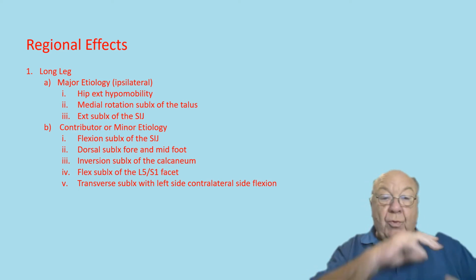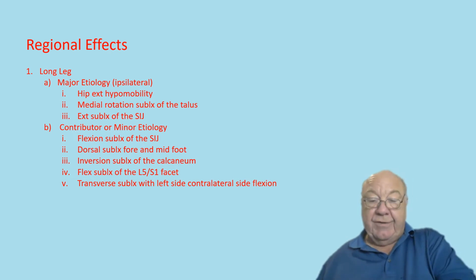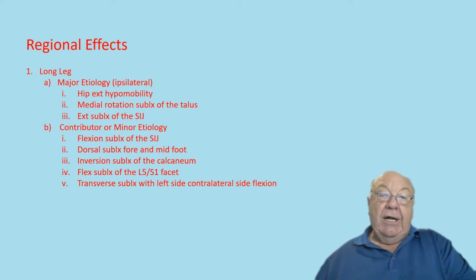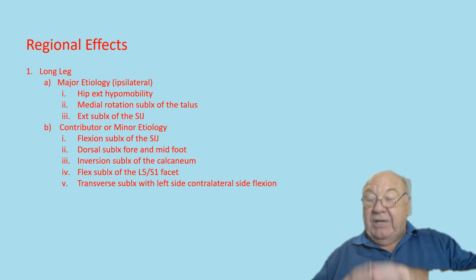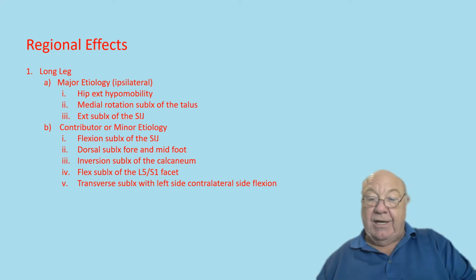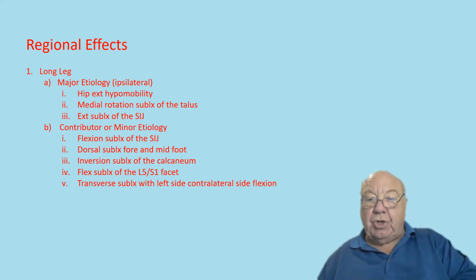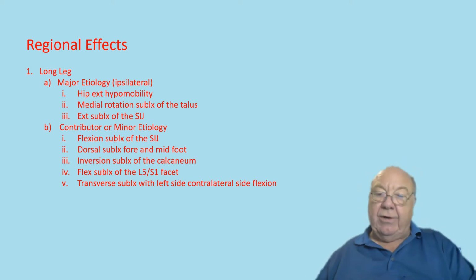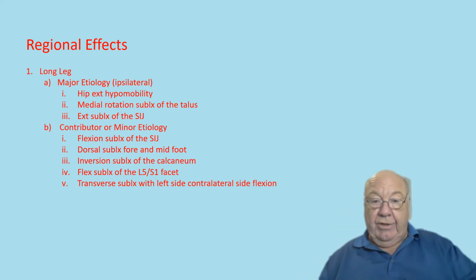So if we look at the causes of these, the major causes are at the hip, that when it can't fully extend will produce a long leg. At the ankle, with basically a dorsiflexion hypomobility, which means you're basically walking on your toes a bit, so the leg is long. And less commonly is an extension subluxation of the SI joint, a primary subluxation now, not a compensatory subluxation. So these are the major causes of a long leg.